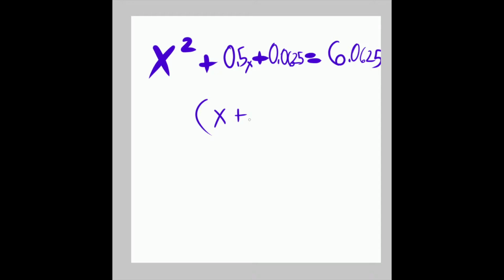Now we factor this equation. Since this is a square, you will end up with x plus 1/4 squared, which is equal to the solution we got previously. Now, here's when completing the square comes into play. Since this is a square already, we take the square root of both sides.